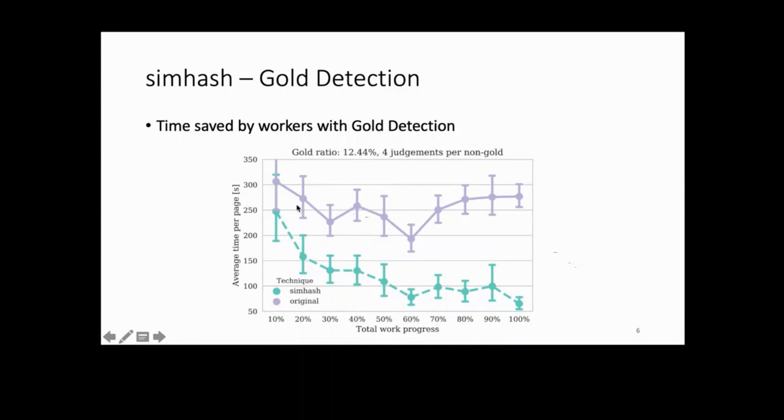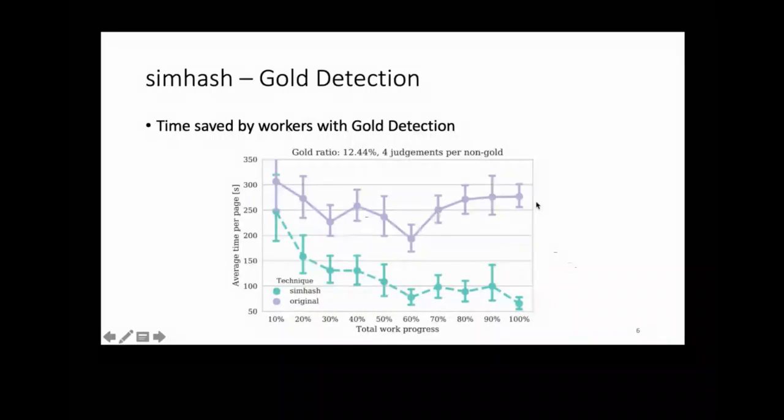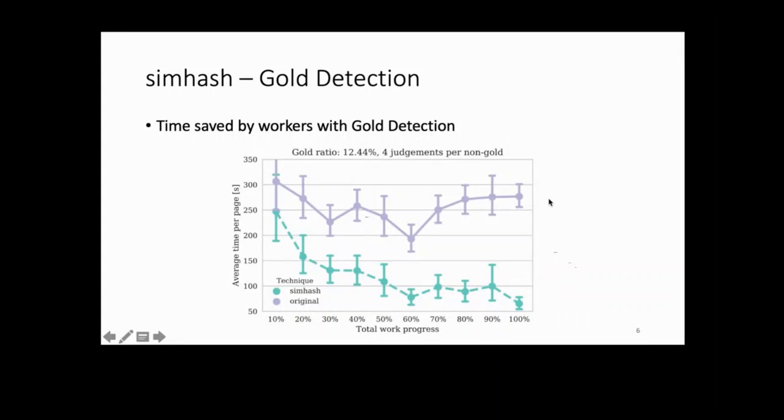The purple line here on top is the time it takes workers to complete a specific task in general when they don't know which questions are gold and which are not. So they just need to complete all the questions, all the tasks, correctly to the best of their abilities. And the green line shows what happens if they are using the gold question detection approach that I explained.